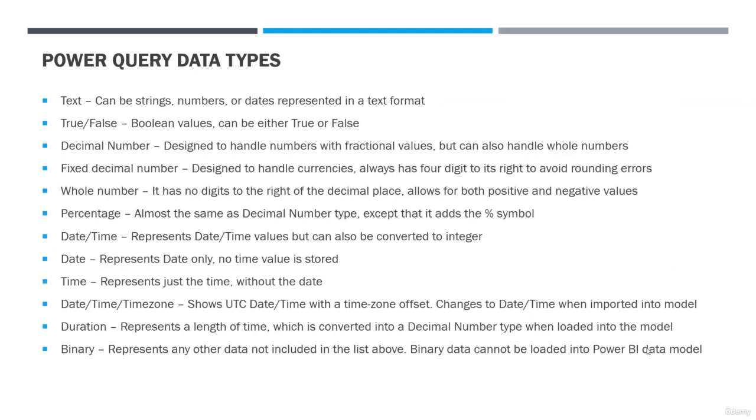We also have date, time, time zone. It shows the UTC date time with a time zone offset. Once we import the data into the model, the UTC time zone disappears and we only get to see date time. We also have duration, which represents a length of time. Again, this is one of the data types that will get rarely used. However, if you have a data set that contains a date type of duration, Power Query will convert it into a decimal number when it loads the data into Power BI.